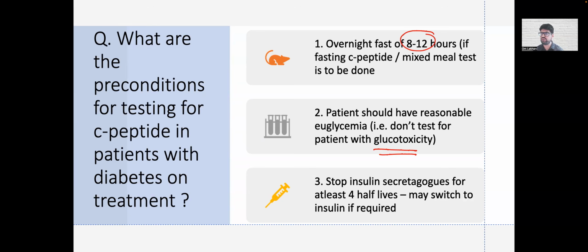For example, I told you the first case. That patient would be classified as having perhaps insulin deficiency, but we did not measure the C-peptide when the patient came with blood sugars of 600. We measured the C-peptide when the patient had reasonable euglycemia. Thirdly, and very importantly, you should stop any insulin secretagogues that the patient has been taking, for example, sulfonylureas or repaglinide, at least for 4 half-lives.